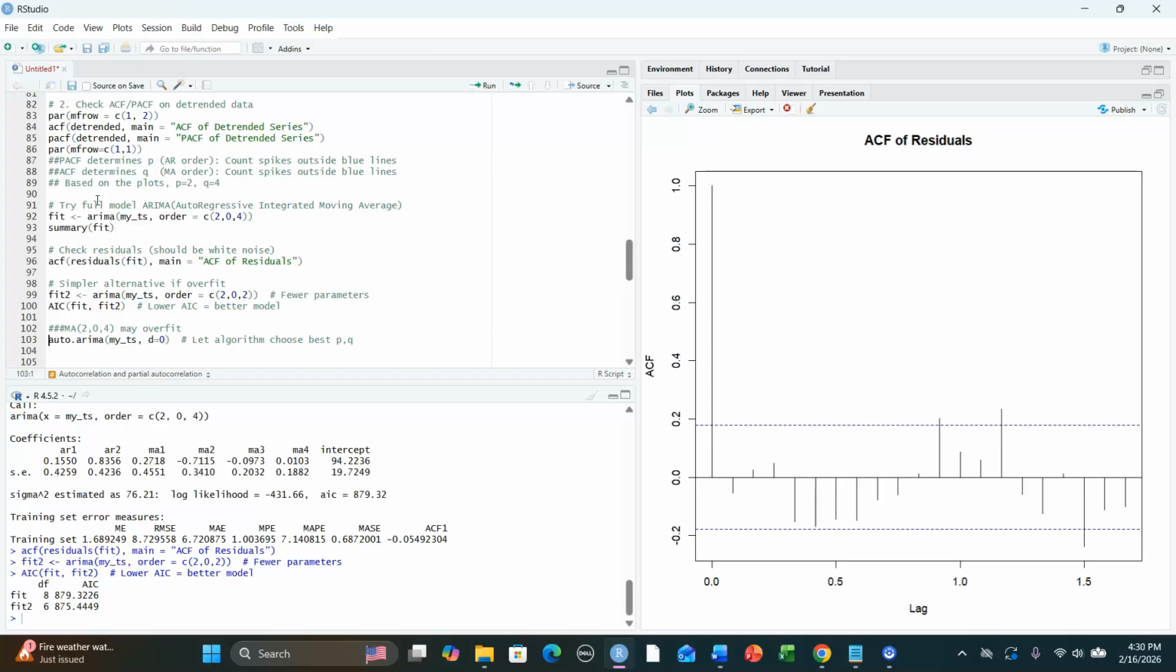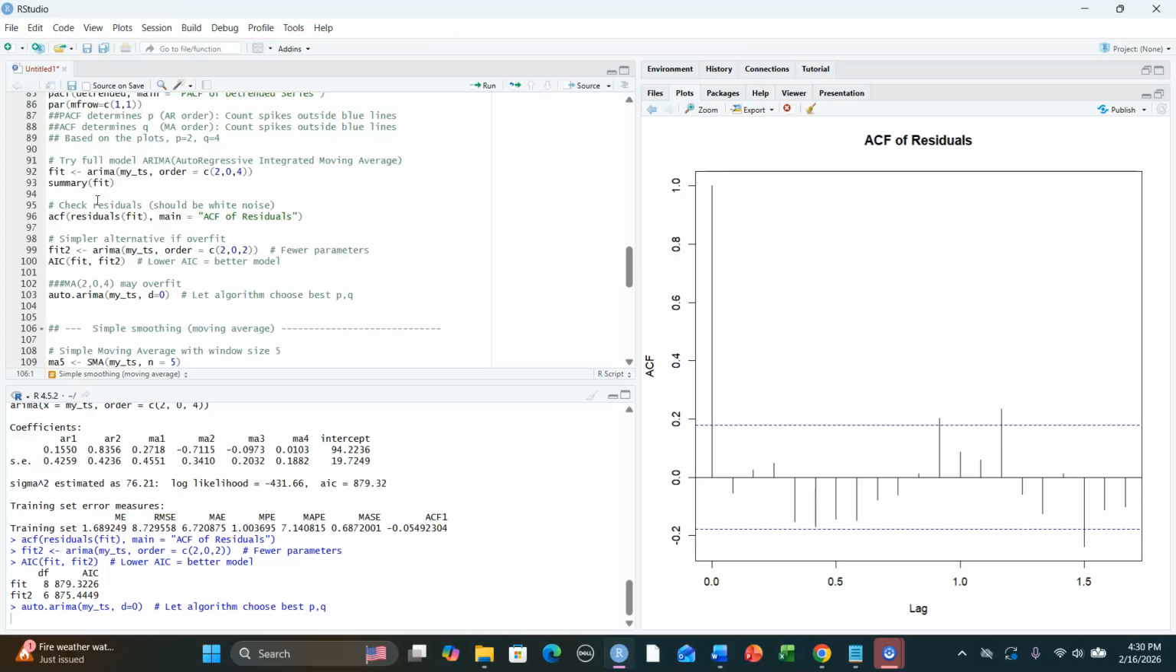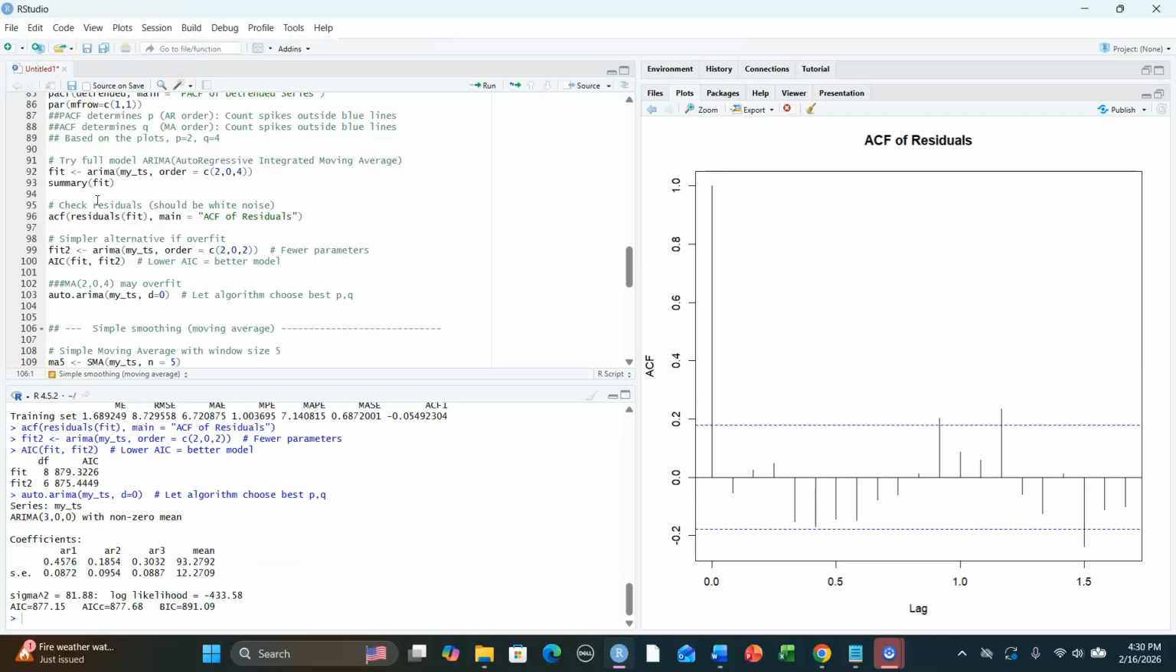And it's very interesting that R actually gives you the auto.arima function. It will let the algorithm choose the best P and Q, so you don't have to base it on your plots. Okay, so auto.arima is this function, with my ts and d equal to 0, and this would automatically say you should fit an ARIMA(3,0,0) with non-zero mean. Okay, and it also gives you the AIC value. So this is what the automatic algorithm gives you.